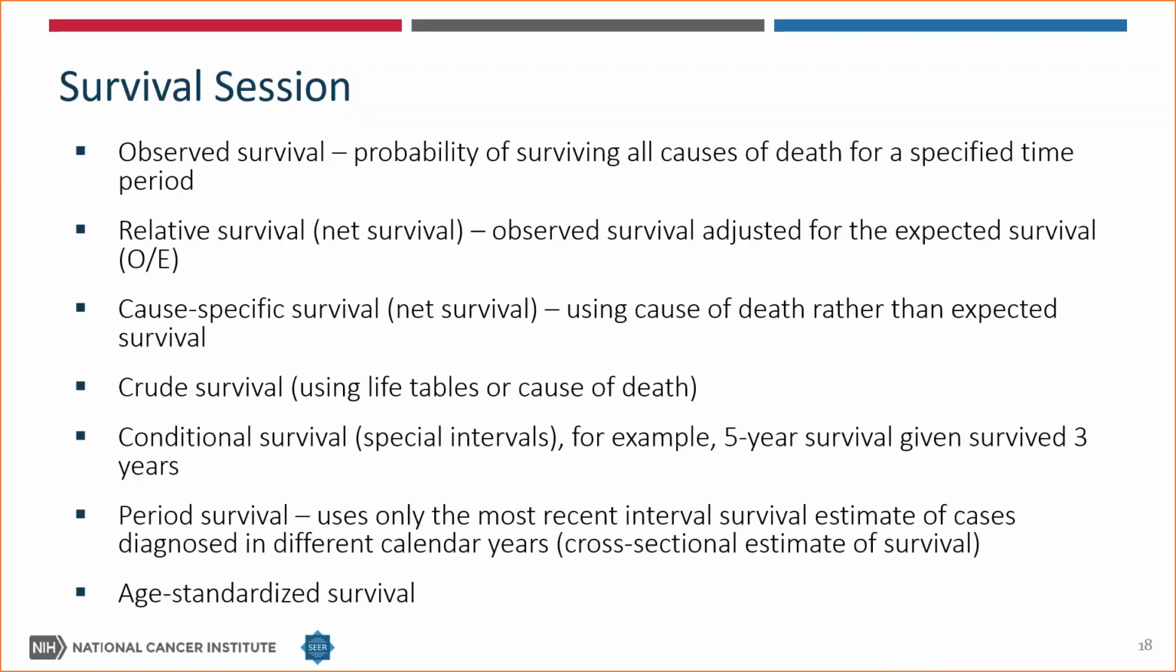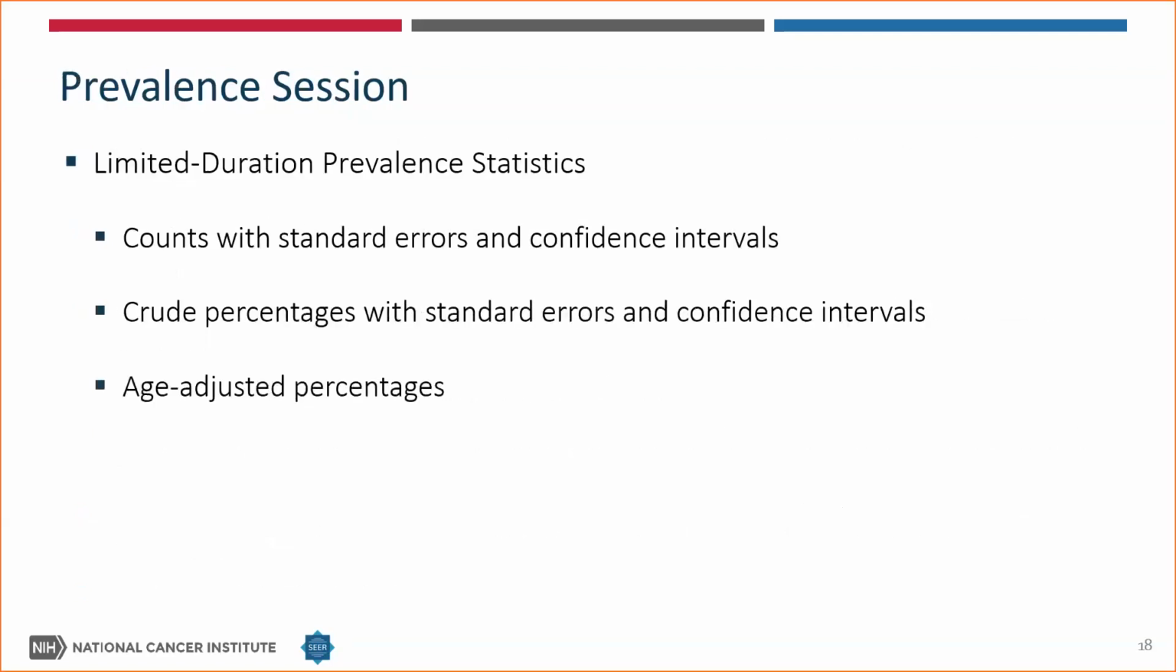Period survival, which looks at the most current, most recent available follow-up time instead of following people from the beginning when they're diagnosed, just looking at follow-up over a shorter duration, more recent time period, and then age standardized, which is very common outside the United States and even some groups in the United States. Most of the SEER statistics that you'll see are still not age standardized, but it is available.